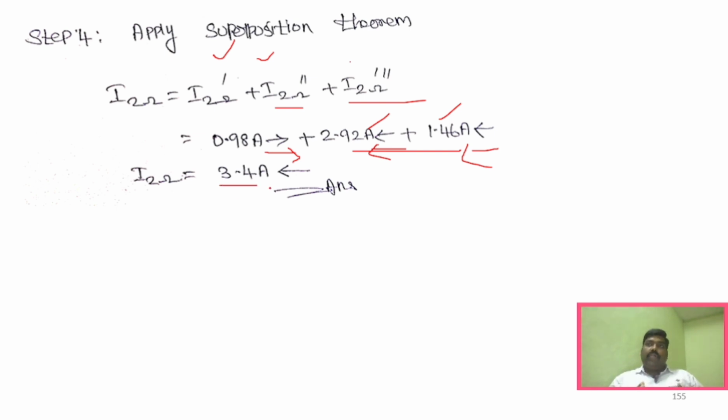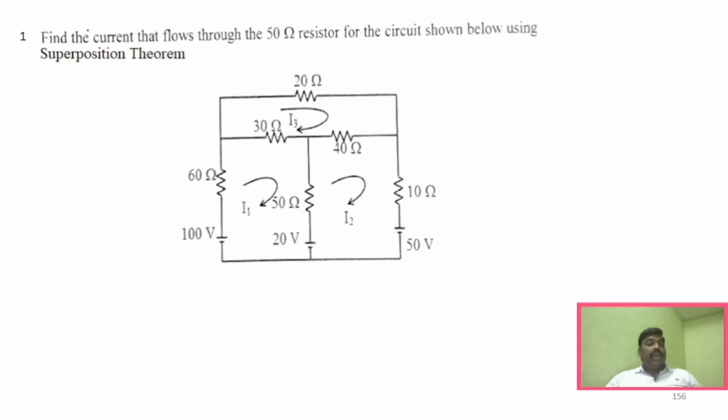As I said before, we have to take one source at a time and solve the particular circuit. Similarly, for all the sources we have to find the current value, and then find the total current value, right? So now we'll see another problem. You can see, find the current flowing across the 50 ohm resistor, right? Across this 50 ohm resistor for the circuit shown below using the superposition theorem.